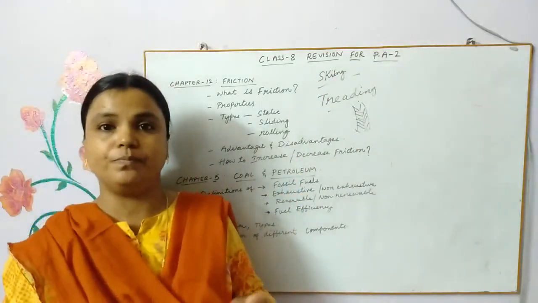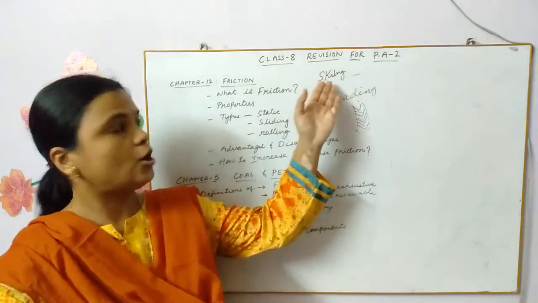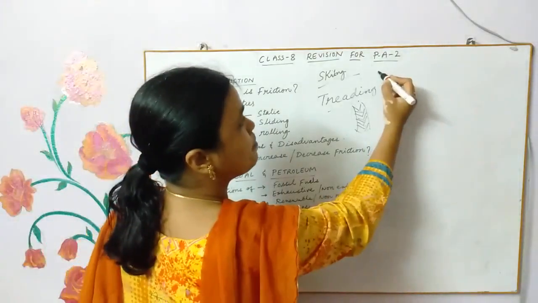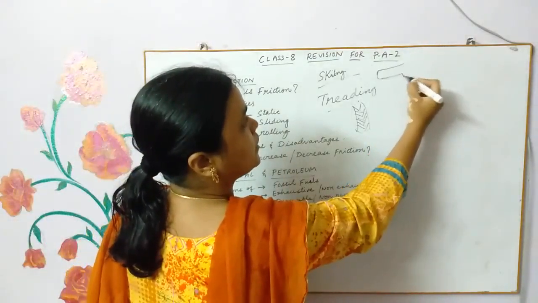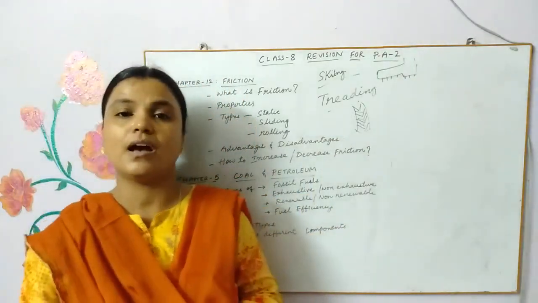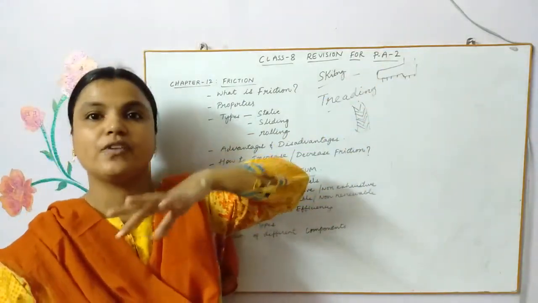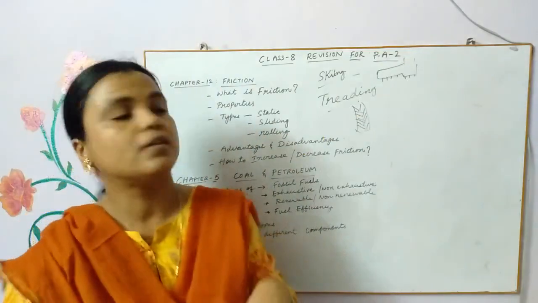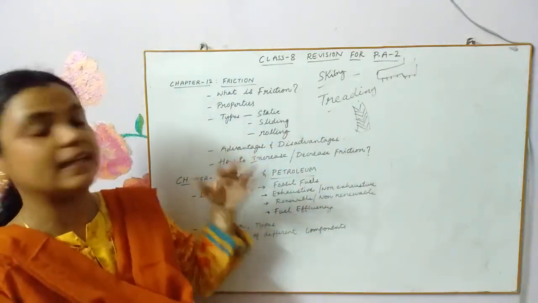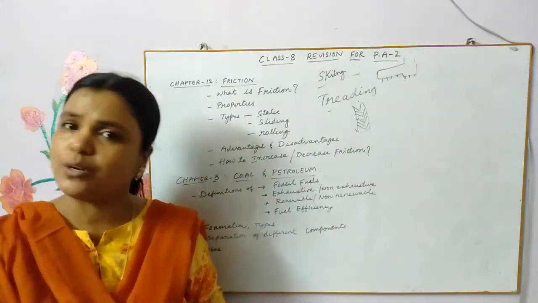So they also wear a special kind of shoes. Not only skiing, even the football players wear spiked shoes. The shoes have spikes here so that they have a better grip on the ground. So all these, what are we doing? We are improving or increasing the grip between two surfaces, and that is nothing but increasing friction. So all these are the main points that you have to remember, children.